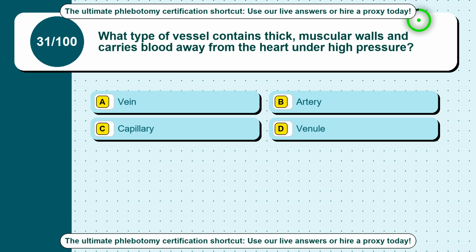Question 31. What type of vessel contains thick, muscular walls and carries blood away from the heart under high pressure?